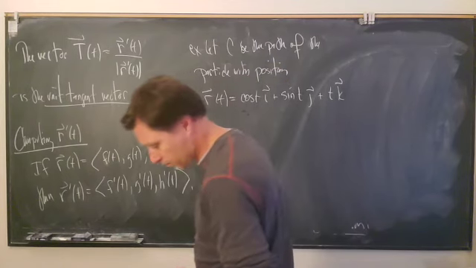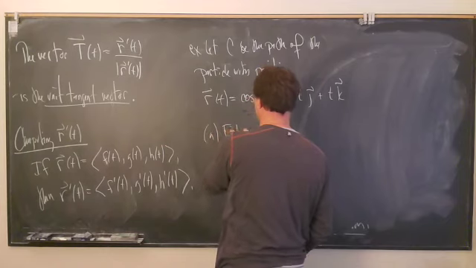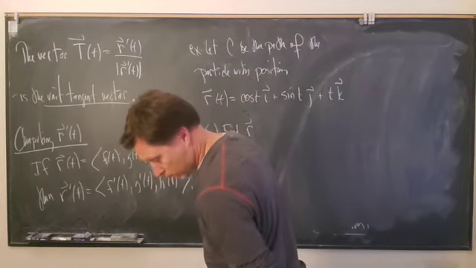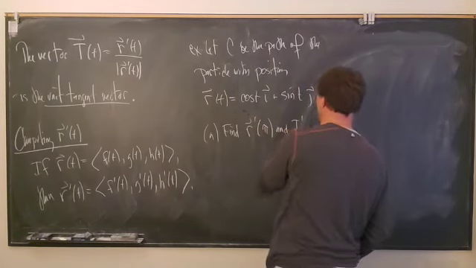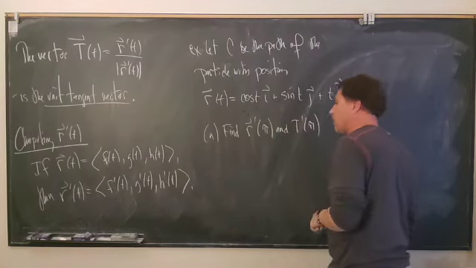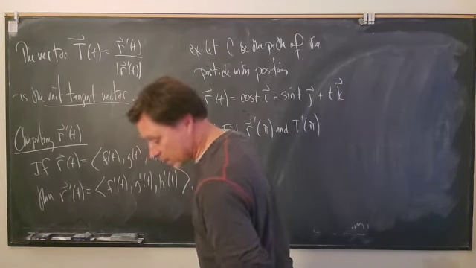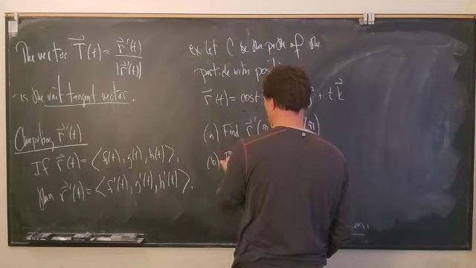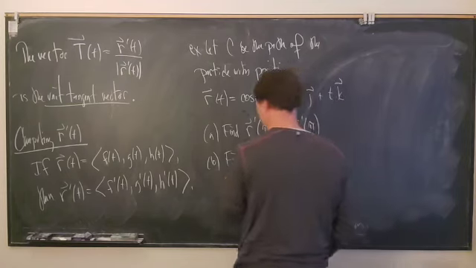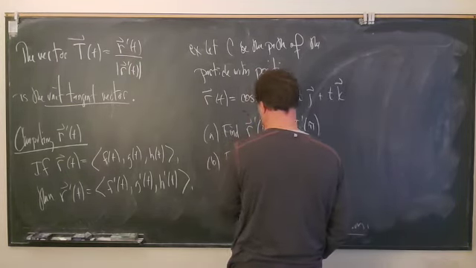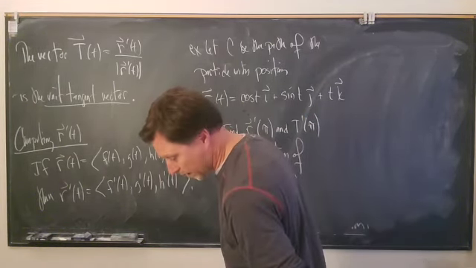And what I want to do, so there's three parts here. So first, let's find r prime of pi and T prime of pi. And then part B, I want to find the equation of the tangent line through the point minus 1, 0, pi.